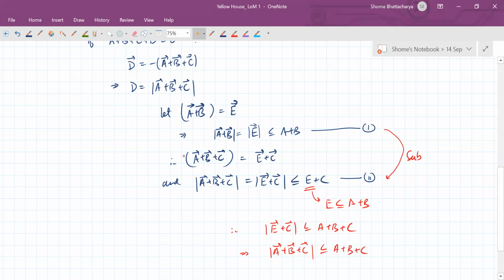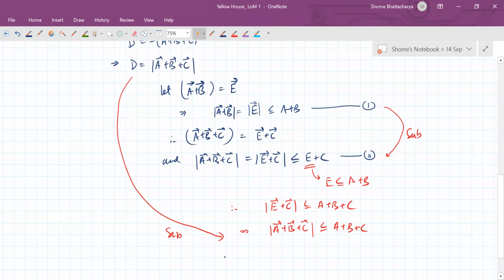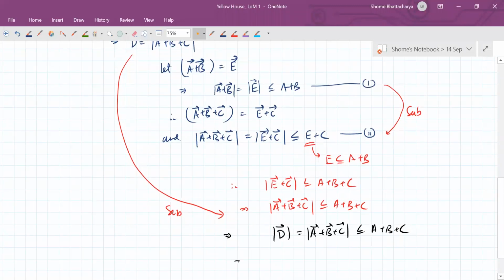Okay, and now go back to this. So finally we have the statement that magnitude of d, which is equal to magnitude of a plus b plus c, should be less than or equal to the sum of the other three. Okay, so we get this relation. This is the condition.